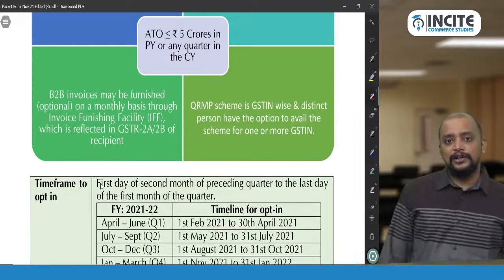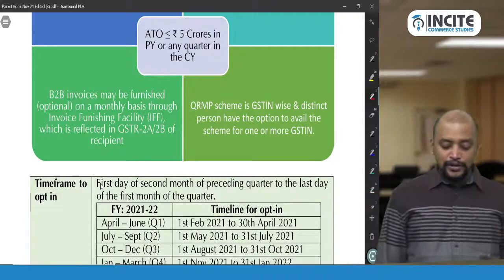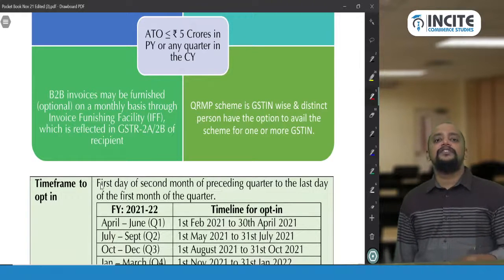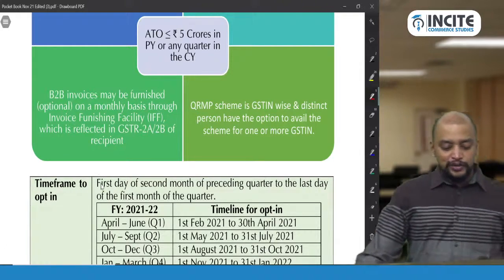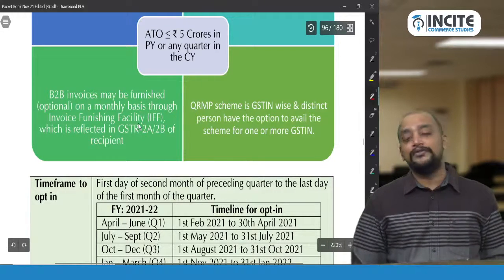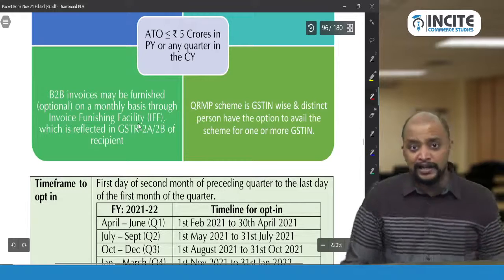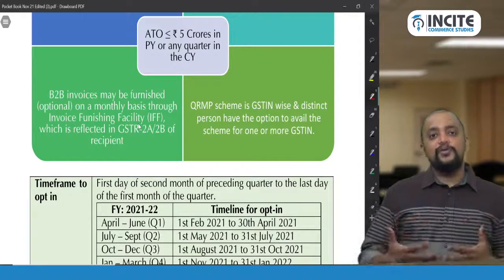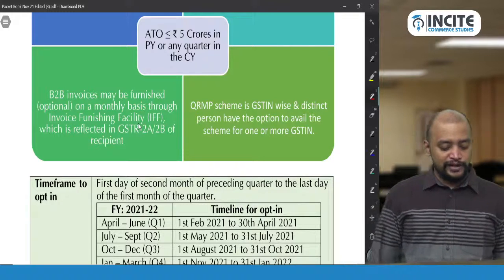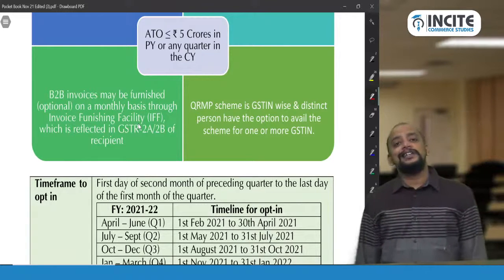Okay, so that is the logic. I don't know why 50 lakhs is given, but 50 lakhs is the limit up to which we can enter the details. So B2B invoices may be furnished on a monthly basis through the invoice furnishing facility. Of course, IFF is optional, it is not mandatory. If that person wants to give credit in the same month, he will put it in IFF, otherwise it is not required. But one advantage of IFF is there.